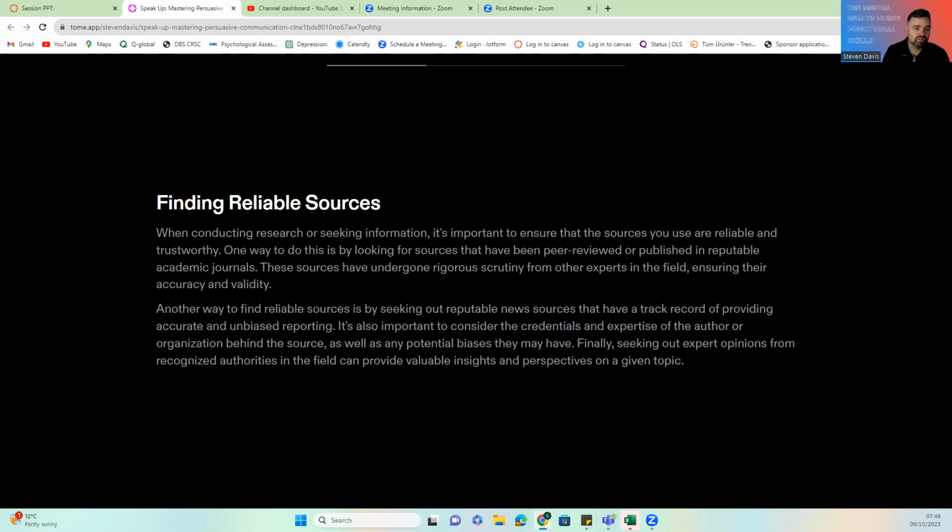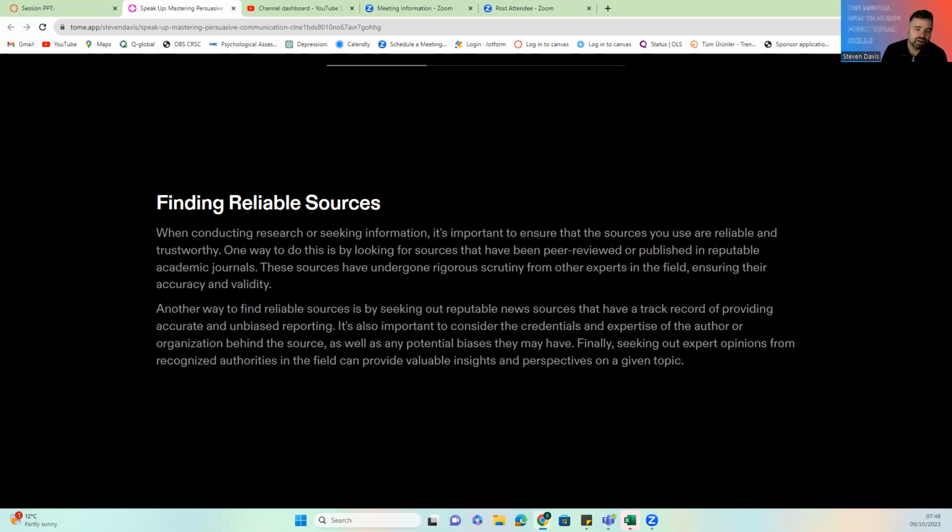Finding a reliable source. When conducting research or seeking information, it's important to ensure that the sources you use are reliable and trustworthy. One way to do this is to look at whether the source has been peer-reviewed or published in reputable academic journals. These sources have undergone rigorous scrutiny from other experts in the field, ensuring their accuracy and validity.